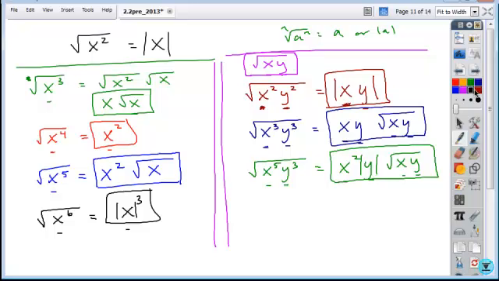All right, here's the last one. Okay, try this one on your own for me, please.